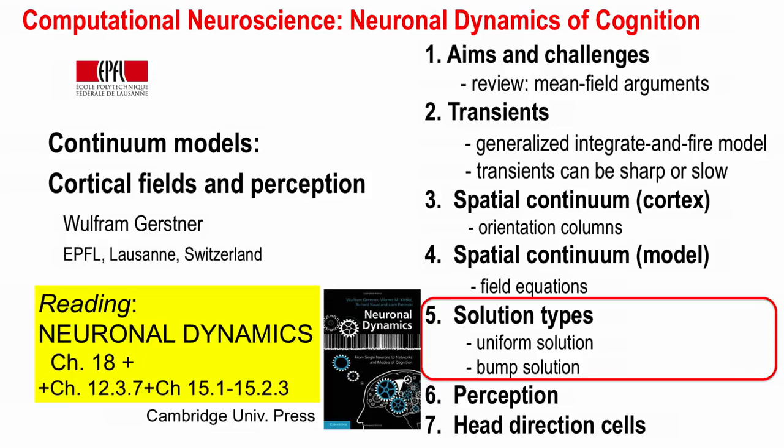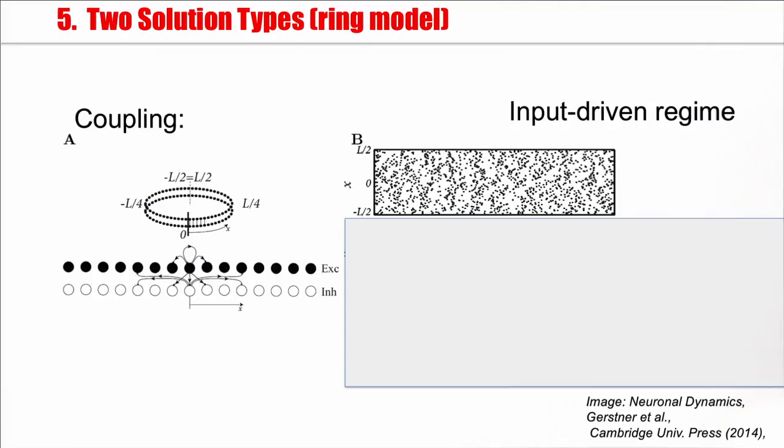So welcome back to the class Computational Neuroscience, Neuronal Dynamics of Cognition. This week we work on continuum models, and now that we have derived the field equations, we can look at solution types. So here's an example taken from a simulation.